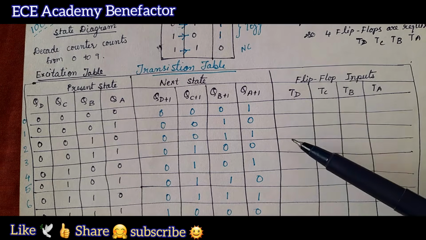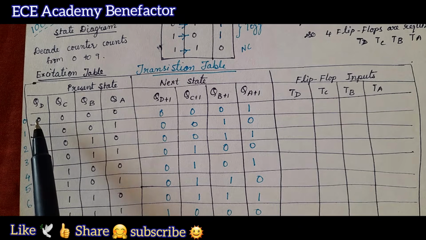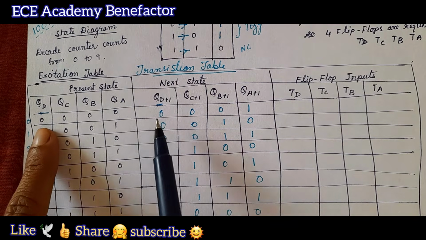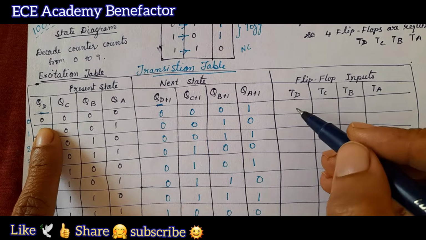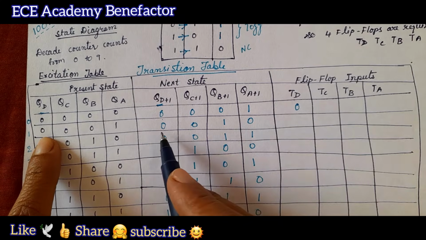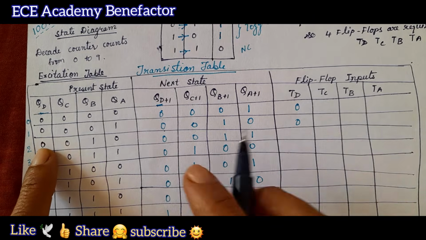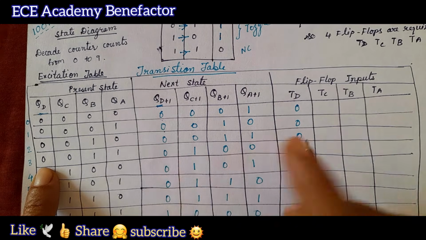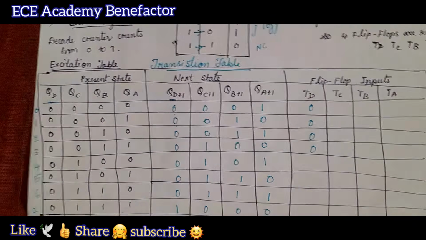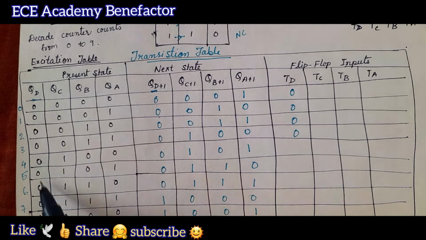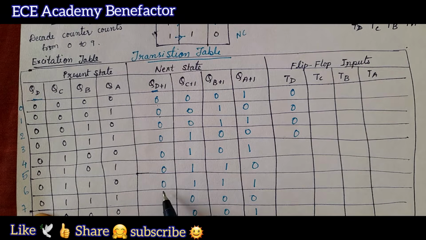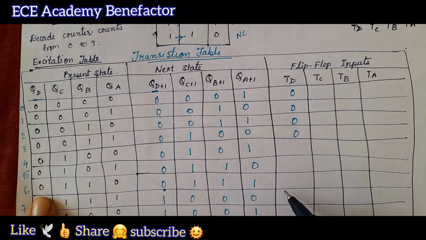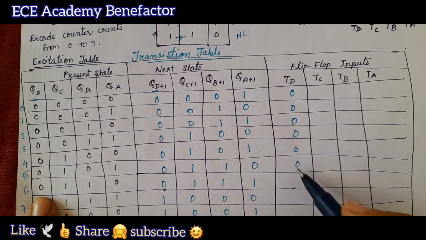So, let us fill this TD column first. So, we need to compare this QD with QD plus 1. If you compare this one, this is 0, this is 0, no change. For no change, the output will be 0. Now, for 0, 0, no change, T will be 0. Now, for 0, 0, no change, 0. Okay, so we can easily see this one. So, QD is all 0 till 7 and QD plus 1 is all 0 till 6. So, till 6 both are 0, 0. So, up to here we can put all zeros.